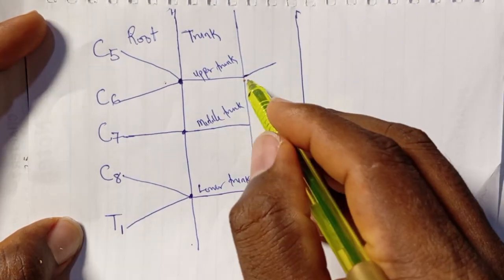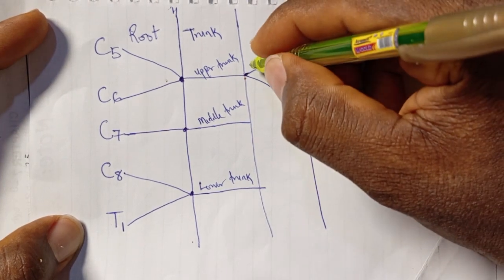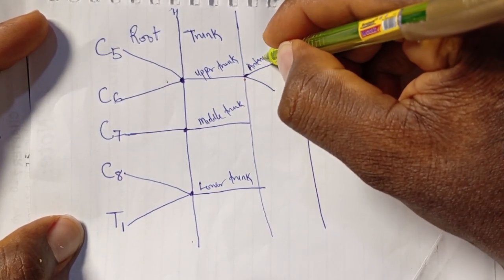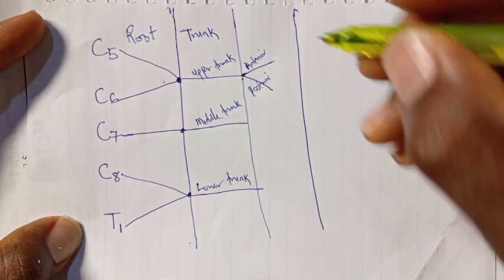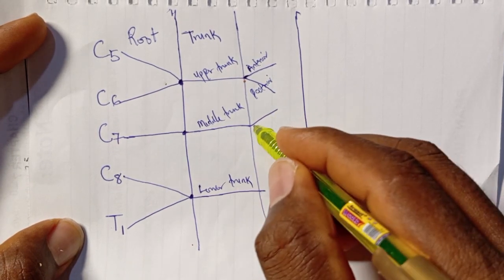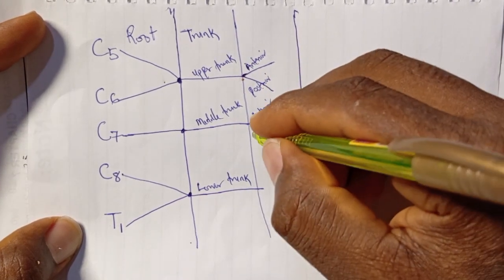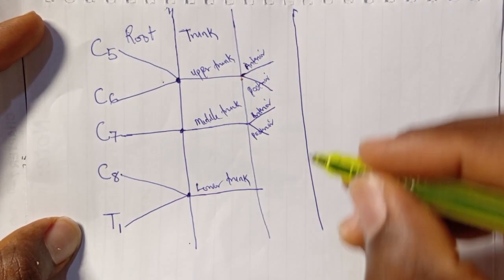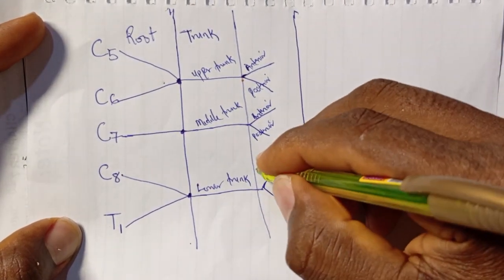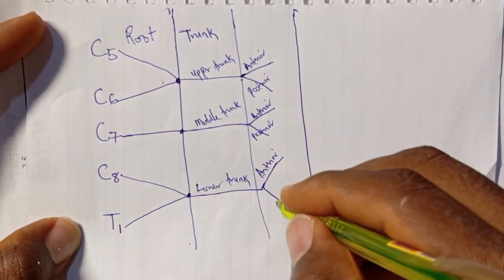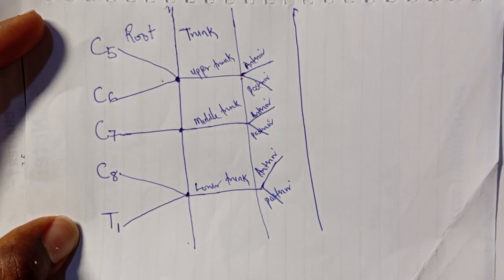Then all the trunks will form an anterior division and a posterior division. You can see it on the screen. There is an anterior and a posterior division for the upper trunk, an anterior and a posterior division for the middle trunk, and the lower trunk will also form an anterior and a posterior division. So take it slowly so that you can understand what is really going on.